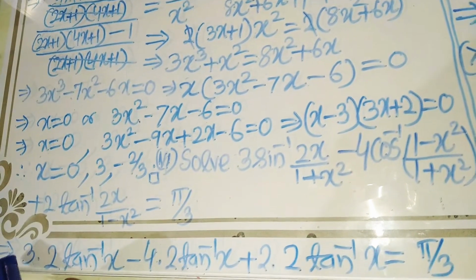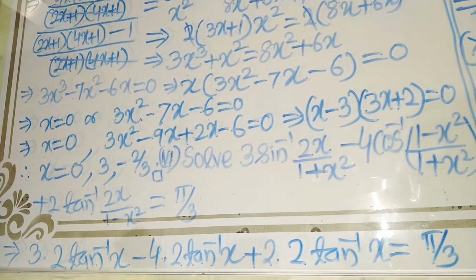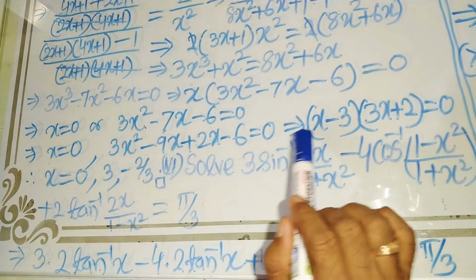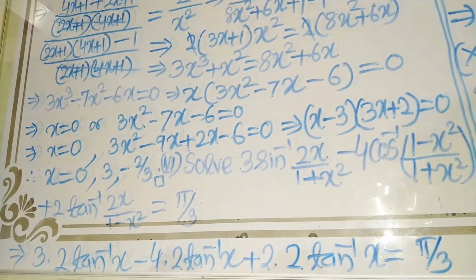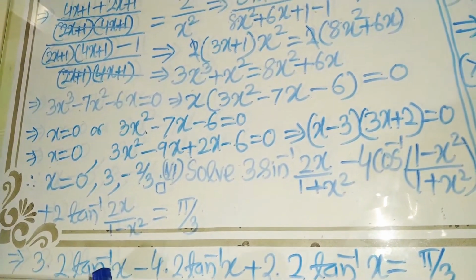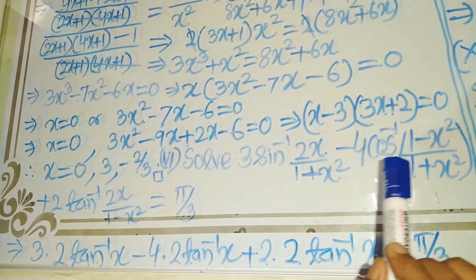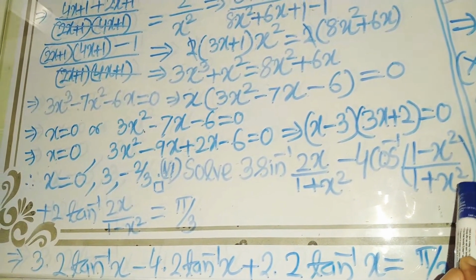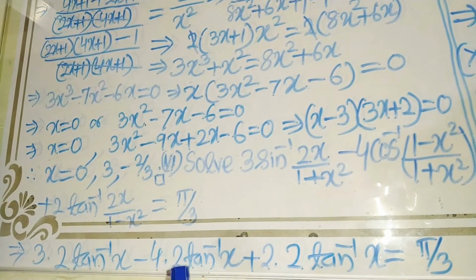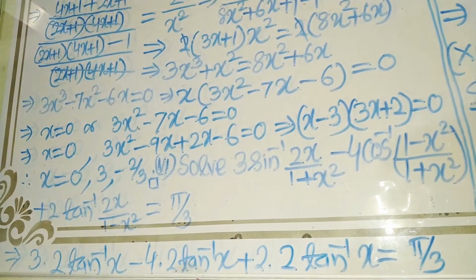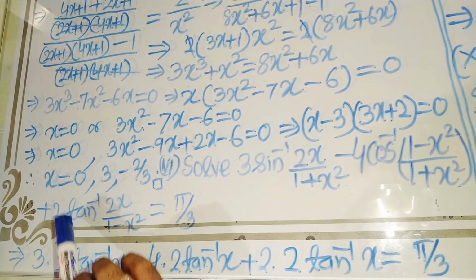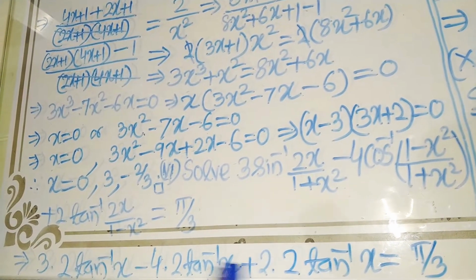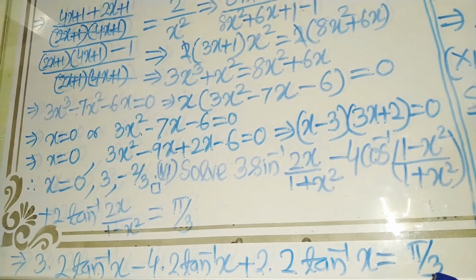Then this implies 3 into, here sin inverse 2x by 1 plus x square is 2 tan inverse x. Again 3 into 2 tan inverse x minus 4 into cos inverse 1 minus x square by 1 plus x square is also 2 tan inverse x, 4 into 2 tan inverse x plus 2 into tan inverse 2x by 1 minus x square is also 2 tan inverse x is equal to pi by 3.